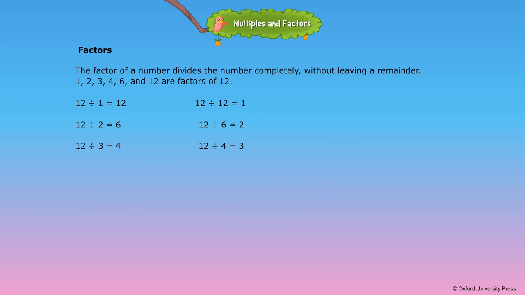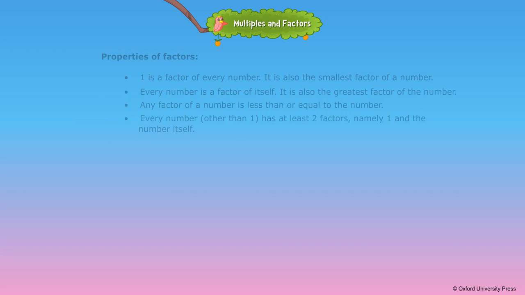We see that these are the different combinations of numbers that give the product as 12. So, 1, 2, 3, 4, 6 and 12 are factors of 12. The factor of a number divides the number completely without leaving a remainder. 12 divided by 1 is equal to 12. 12 divided by 12 is equal to 1. 12 divided by 2 is equal to 6. 12 divided by 6 is equal to 2. 12 divided by 3 is equal to 4. 12 divided by 4 is equal to 3.